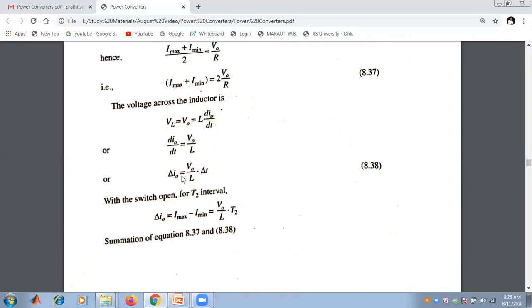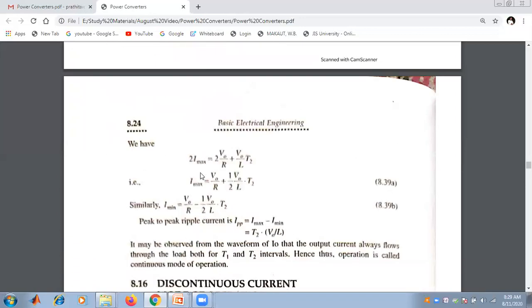So what is the change in current? The change in current can be written as I max minus I min, and the change in time can be written as T2. So this is one equation, and this is another equation. From those two equations, we can find the values of I max and I min.